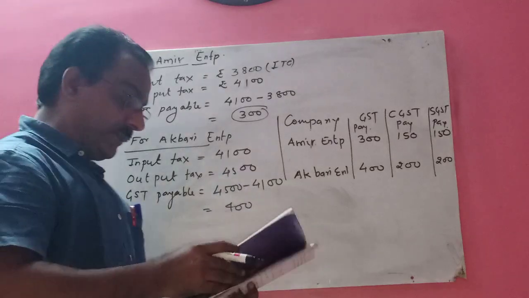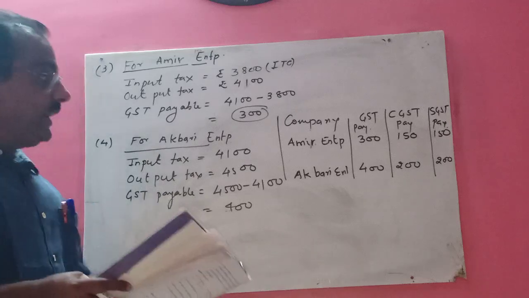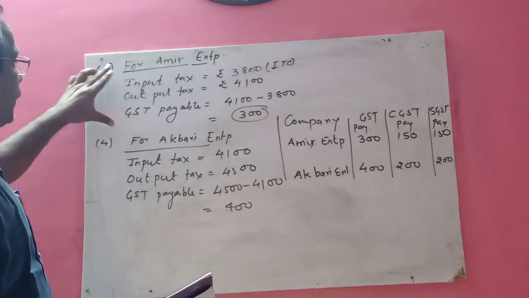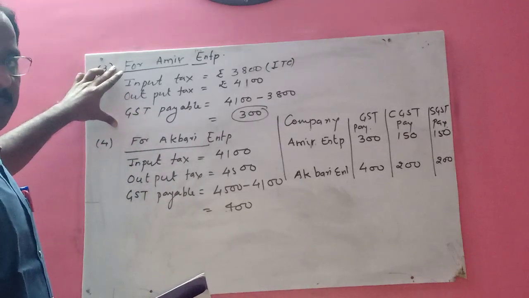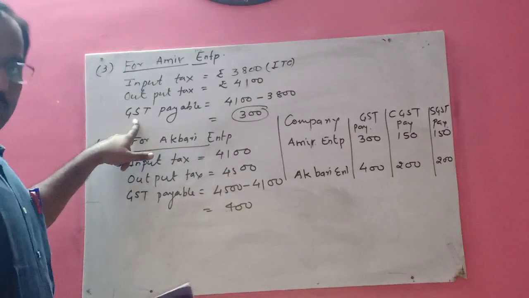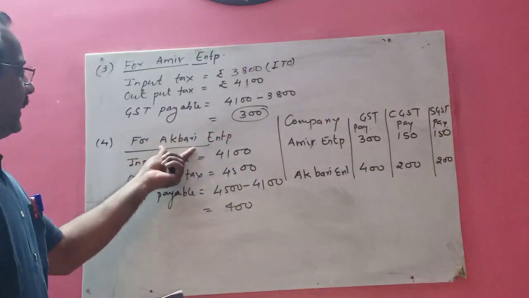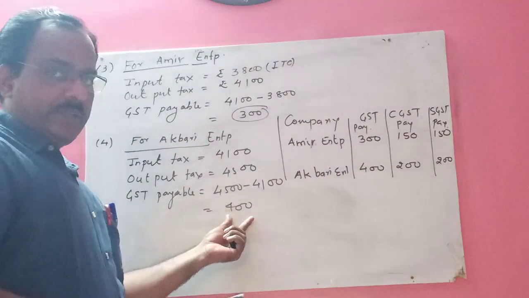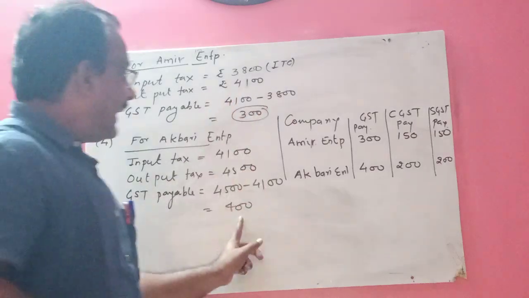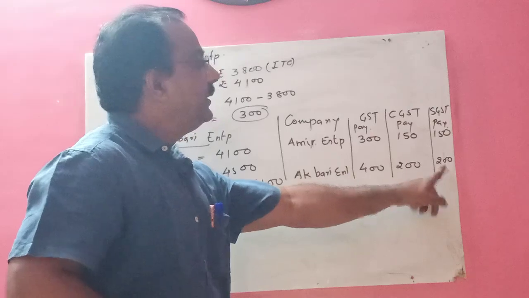So what you have to calculate here, children? You have to calculate at every stage of trading. So we have two stages. One is for Amir Enterprise. He paid 300 rupees as GST, the total GST being the sum of these two. And Akbari paid 400 rupees to the government. Out of that, 200 goes to the central government and 200 goes to the state government.